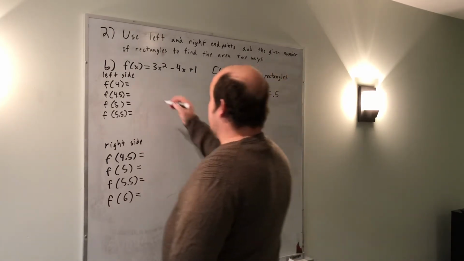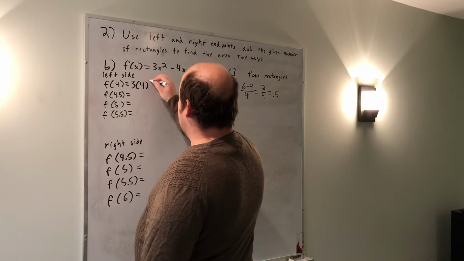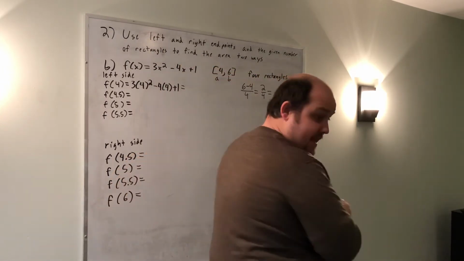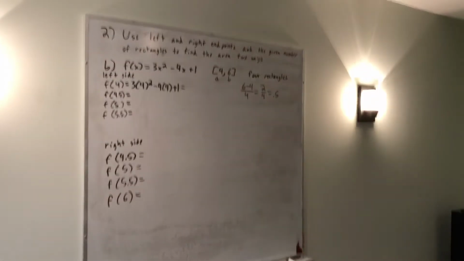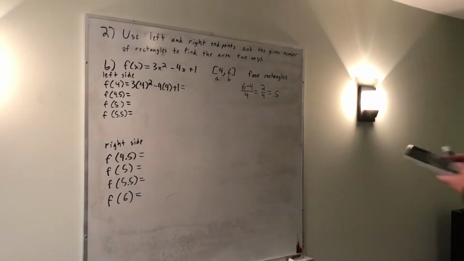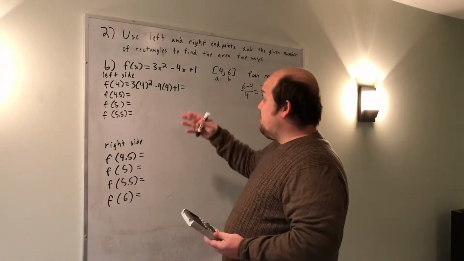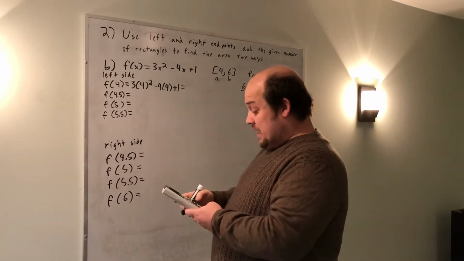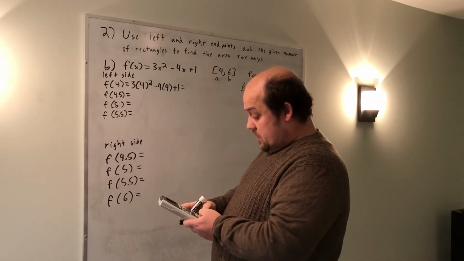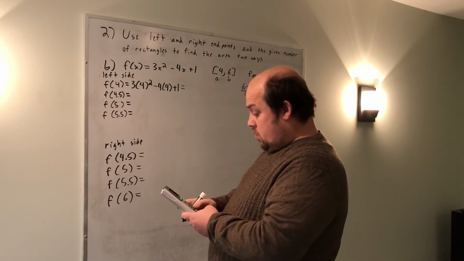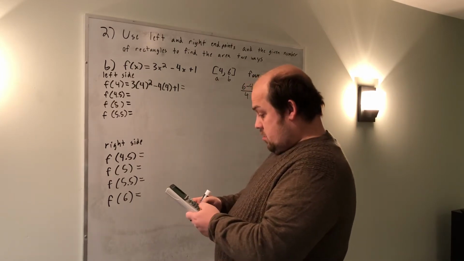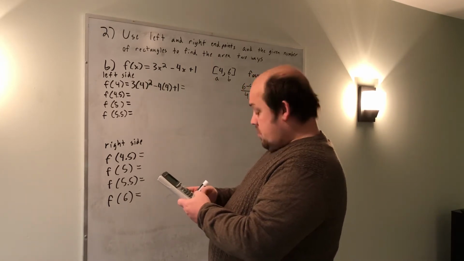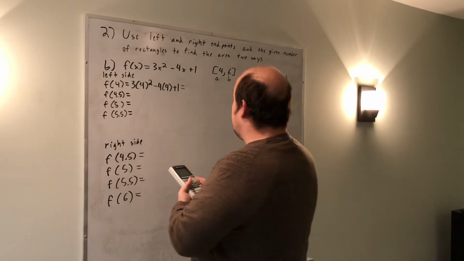So first we're going to plug in 4. 3 times 4 squared minus 4 times 4 plus 1. I'm going to get out my calculator for this because this is going to get a little tough. You can put this in as your y equals, then keep doing x values. I don't know if you find that easier or if you just want to plug it in each time. I'm just going to keep plugging it in. So 3 times 4 squared minus 4 times 4 plus 1 gives me 33.